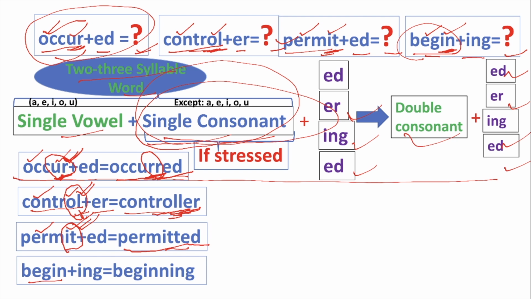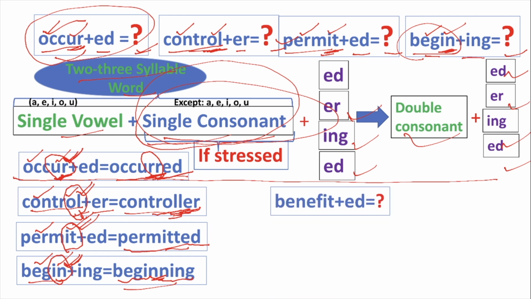So let's see the next word, begin. Here also, see, there are two vowel sounds, one here and one here, and this word also ends with one vowel sound and one consonant, and this n, that is the last consonant, is stressed. So this rule is applicable in this word. So what will be the new word? That is beginning. N will be doubled. BEGINNING. So this rule is applicable in these types of words.